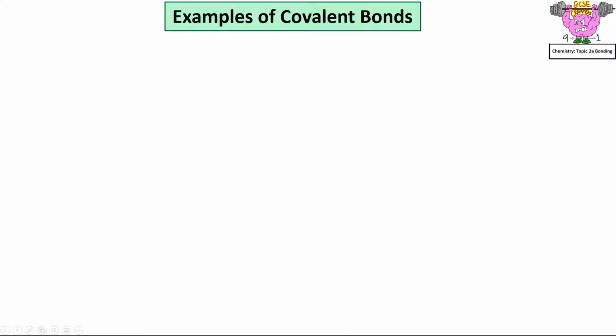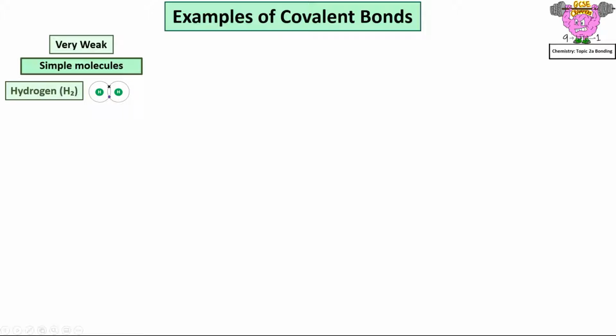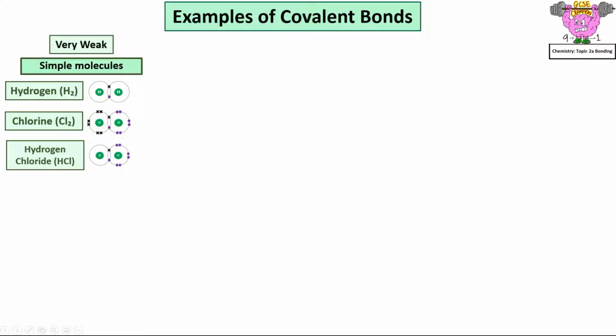Examples of covalent bonds. Very weak covalent bonds are made up of simple molecules. Note that you need to learn the following examples of weak covalent bonds and how to draw the atoms and the bonds between them for the exams. Hydrogen, H2. Chlorine, Cl2. Hydrogen chloride, HCl. All have one single covalent bond.